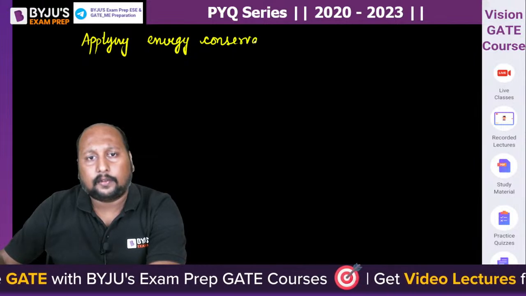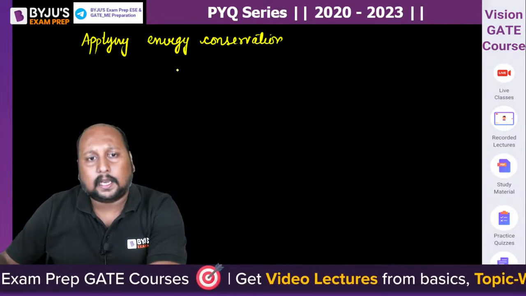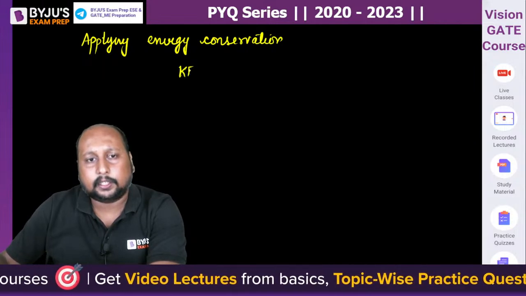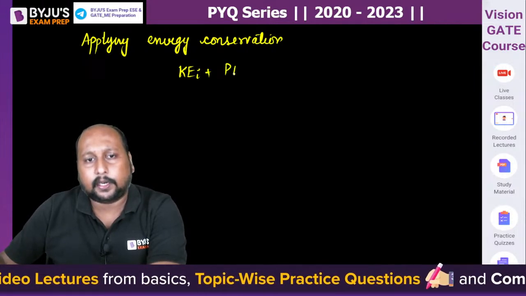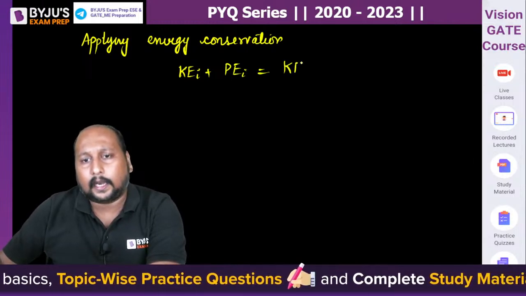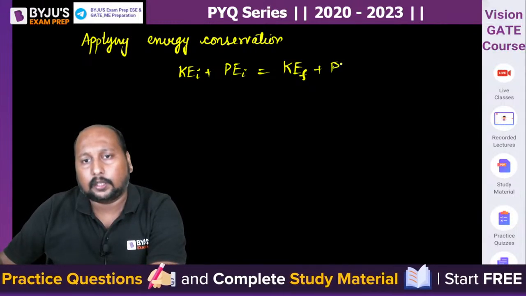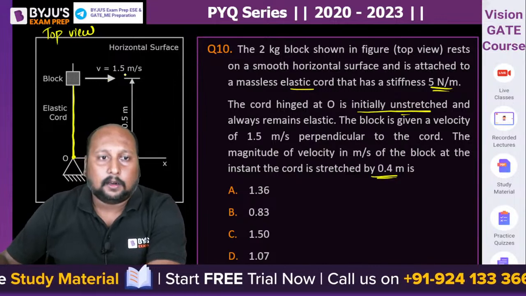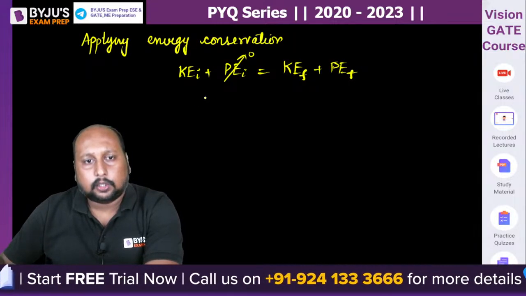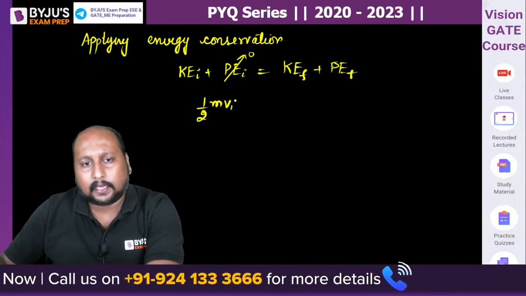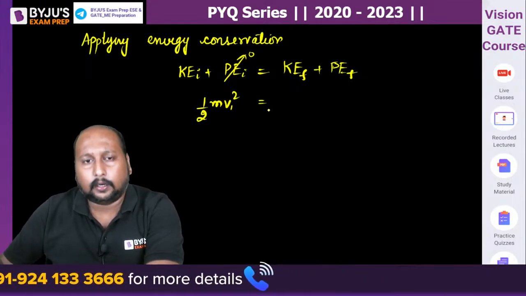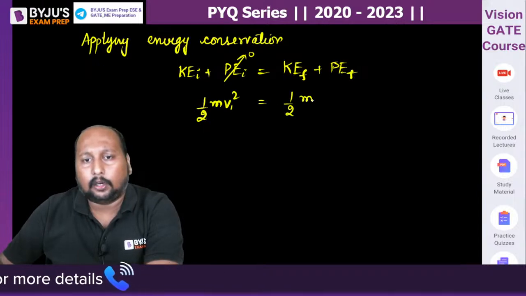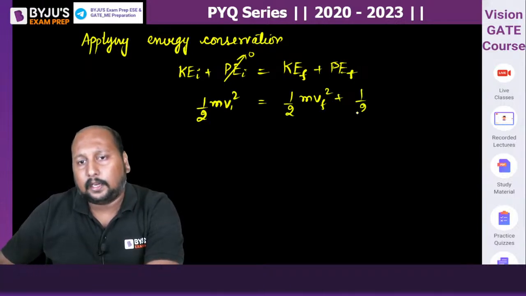Applying energy conservation. I can say the total energy initial, that is kinetic energy at the initial plus potential energy at the initial position, will be equal to the kinetic energy at the final condition plus potential energy at the final condition. This is equal to 0 because the initial spring is unstretched. So half m vi square, okay, very good, equals half m vf square plus half k x square.